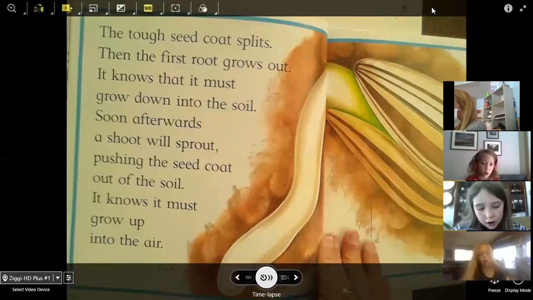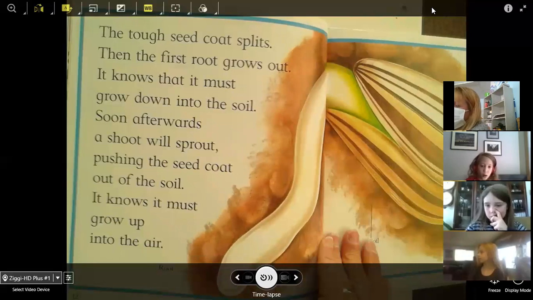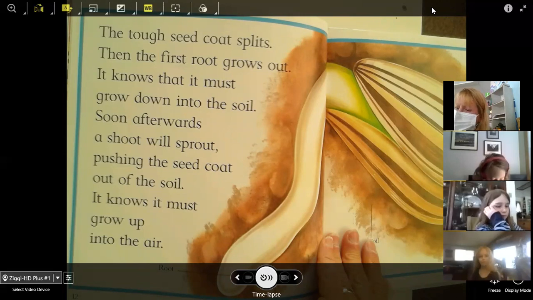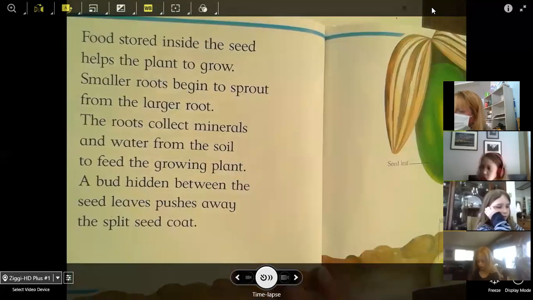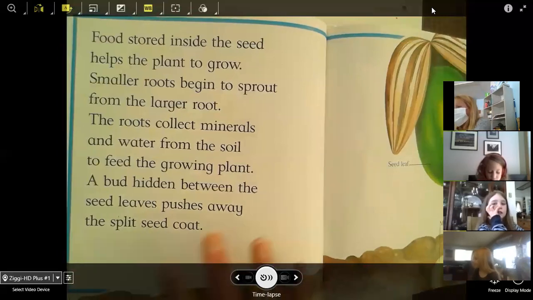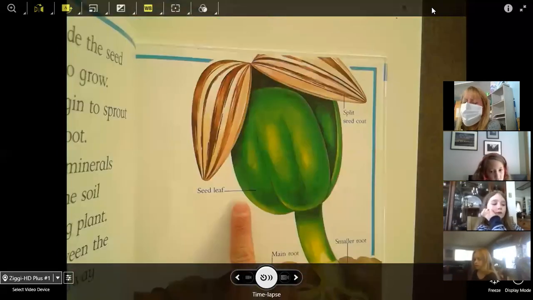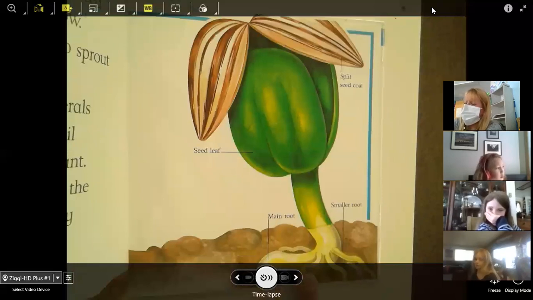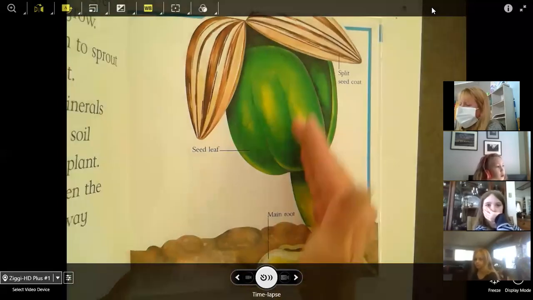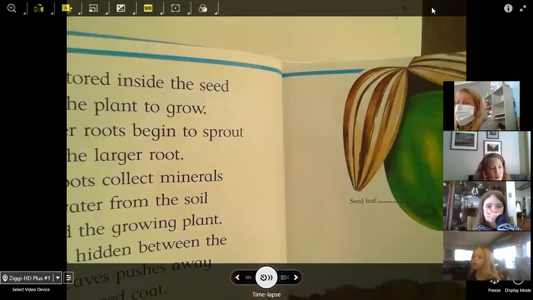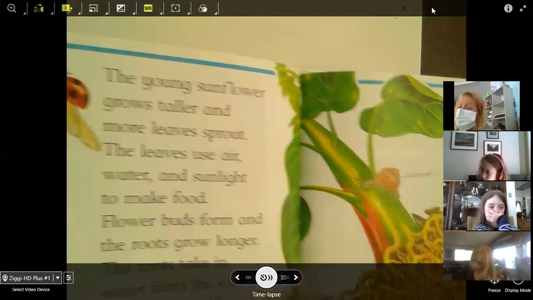Each has a different purpose. And then the outside of that sunflower seed is called the seed coat. Food stored inside the seed helps the plant to grow. Smaller roots begin to sprout from the larger root. The roots collect minerals and water from the soil to feed the growing plant. A bud hidden between the seed leaves pushes away the split seed coat. And here's a picture of that. Here's your seed leaf. This is called the seed coat, the outside of the seed. Here's the root that comes down, and then this shoot, this part goes up, right? When it's a baby, it's called an embryo. You can find an embryo inside your seed. We're going to look for one today.